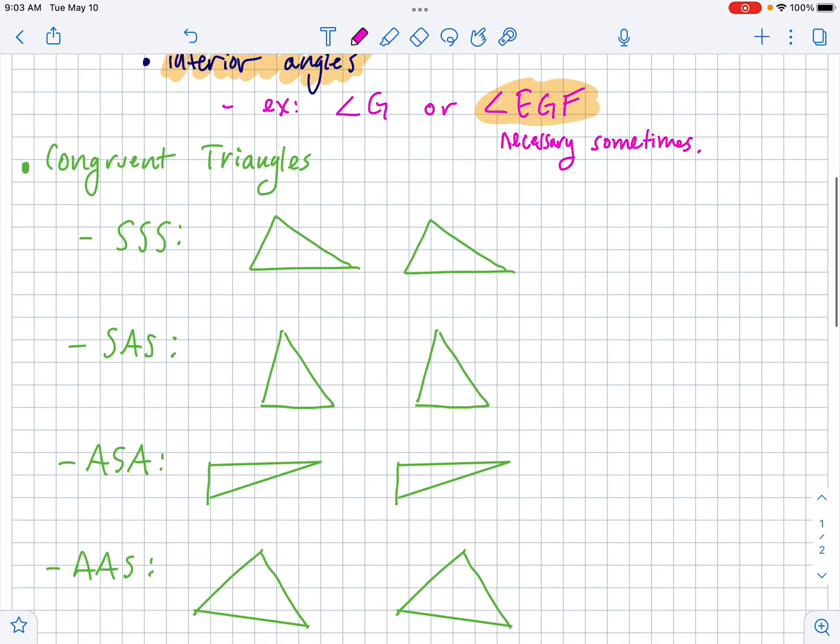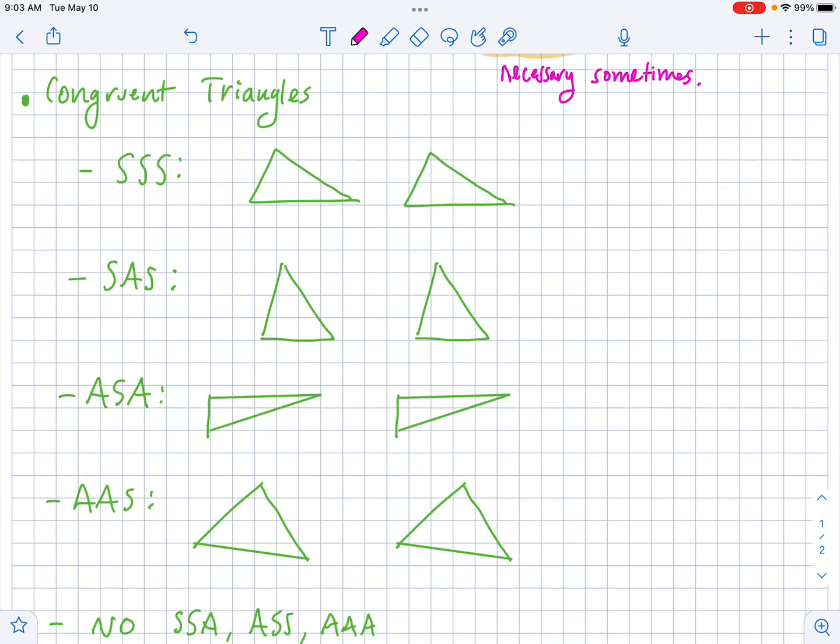The second half of the mod, we've really been focusing on congruent triangles. So the four rules we have are SSS, SAS, ASA, and AAS. For SSS, you need three sets of sides that are congruent to three sets of sides in another triangle: side, side, side. You don't need to know anything about the angles.